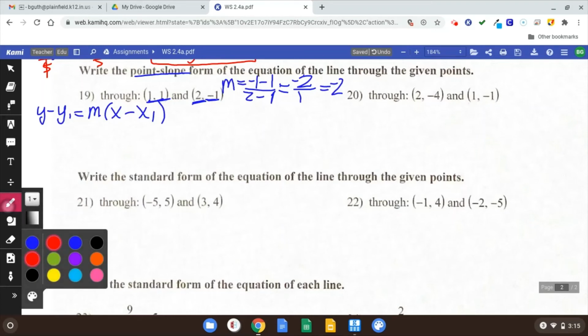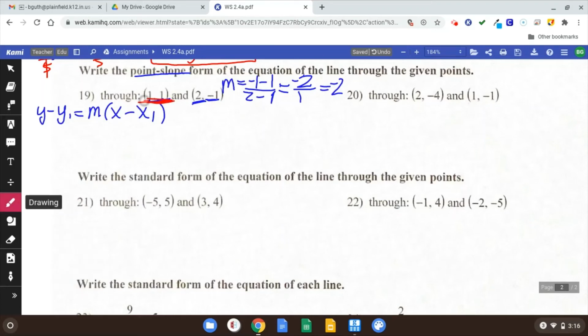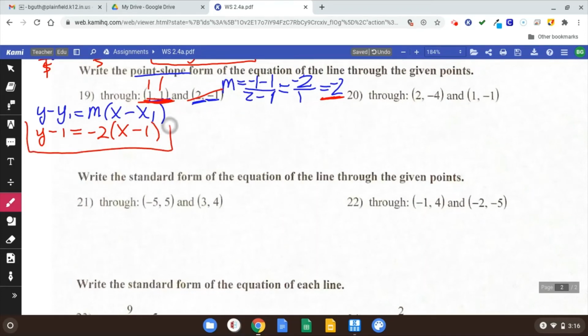All right, so plugging in, I'm going to use one of the points. I use the one I think looks easier, and I ignore the other one. And then I use this slope. Y minus the y number, which is 1, equals the slope, -2, times x minus the x number, which is also 1. And that's it, because that's point slope form. Done. Point slope.